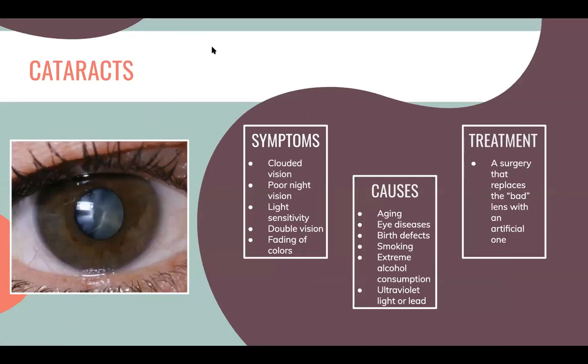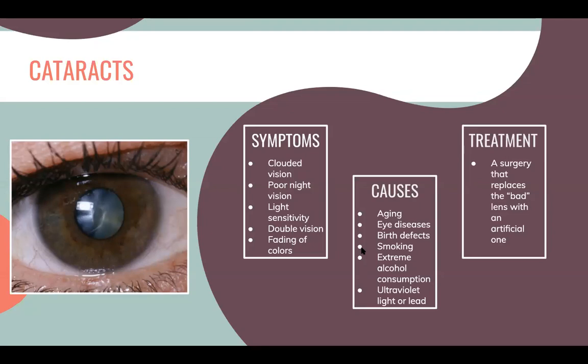Okay, so next I have cataracts. Cataracts, as you guys have seen, is that cloudy vision. Some of the symptoms are cloudy vision, they can't really see at night, they're sensitive to the light, they may get double vision, and they may even see colors as duller. Cataracts often occur to people of old age. When they get older, they're more prone to this, but it can also be from eye diseases, or it could just be a birth defect.